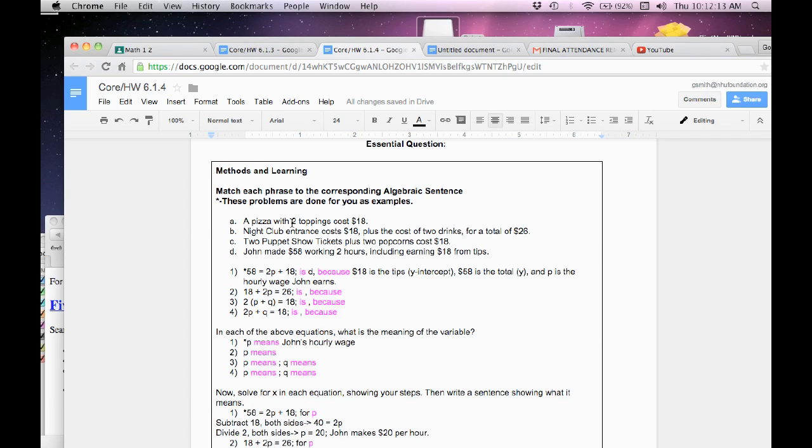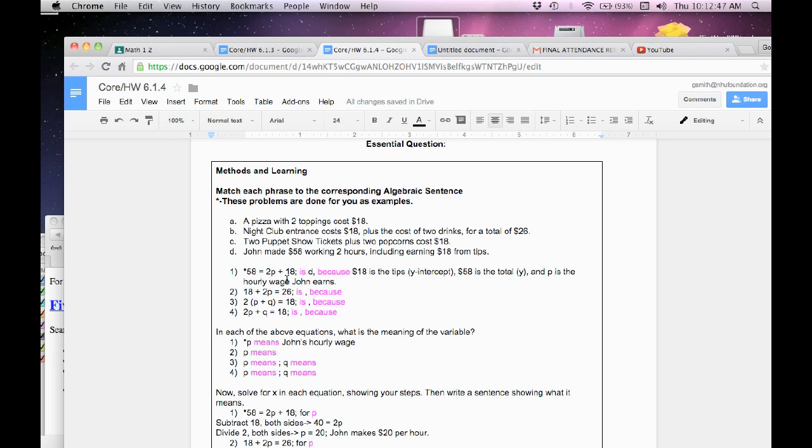Okay, A says a pizza with 2 toppings costs $18. So that's the cost of the pizza plus the 2 toppings costs $18. B, a nightclub entrance costs $18 plus the cost of 2 drinks for a total of 26. So that's like 18 plus 2 times something equals 26. C, 2 puppet show tickets plus 2 popcorns cost $18. And D, John made $58 by working 2 hours, including earning $18 for tips.